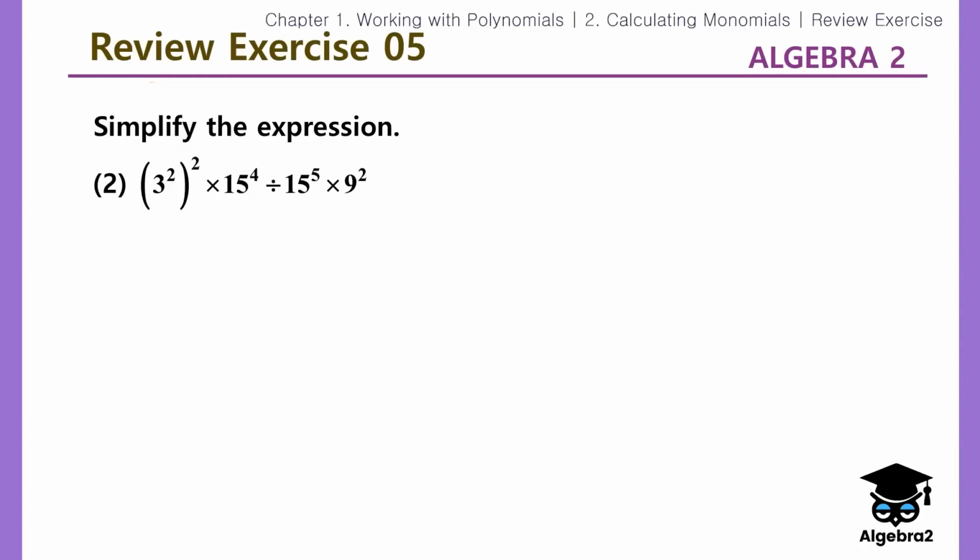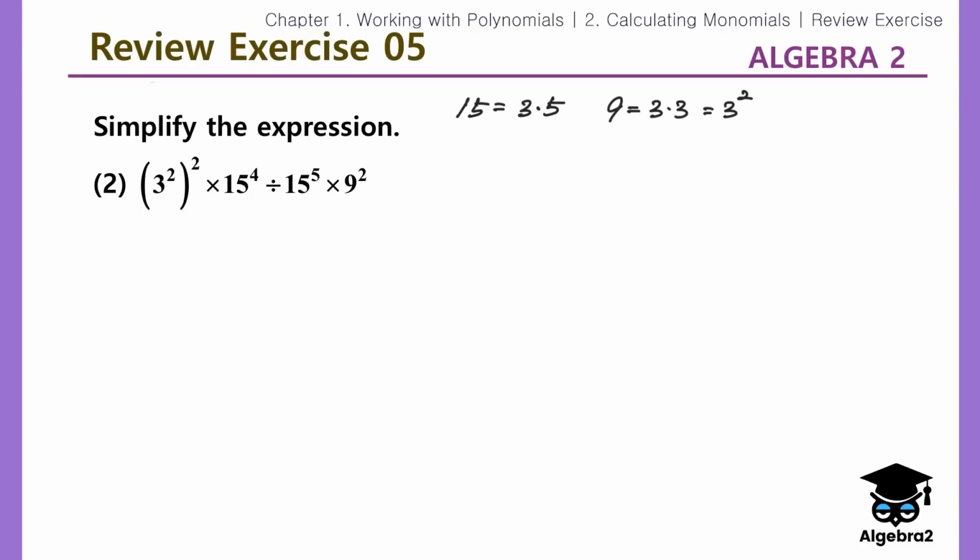Okay, number 2, we have a parenthesis here. So we're going to remove this parenthesis. And also, when we look at bases, this is a 3, which is a prime number, right? But 15 and 9, they are not prime numbers. So we're going to have to rewrite these numbers as a product of prime numbers. Well, 15 is equal to 3 times 5, right? And 9 is equal to 3 times 3, which is equal to 3 squared.